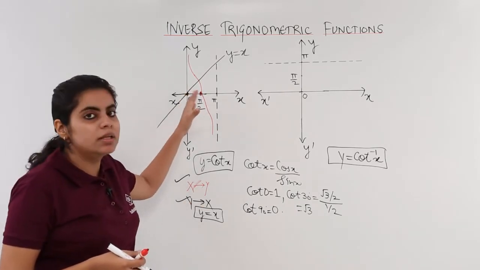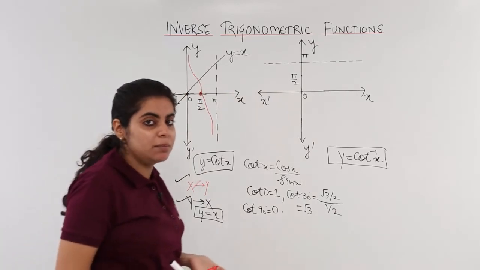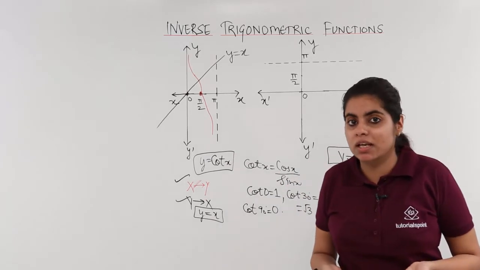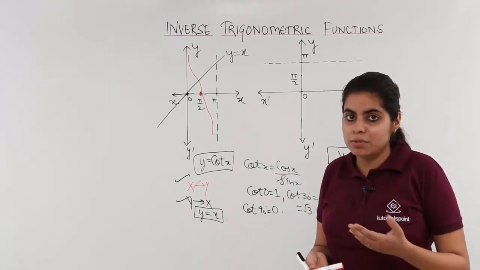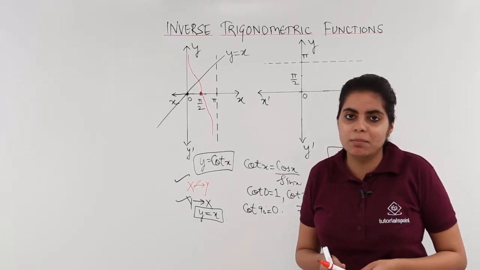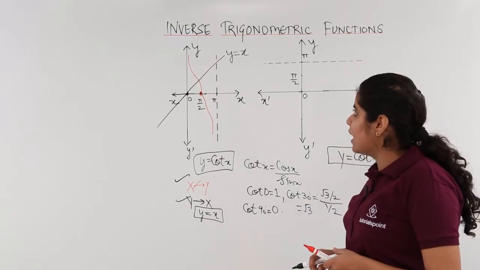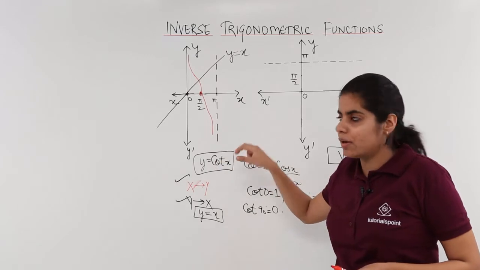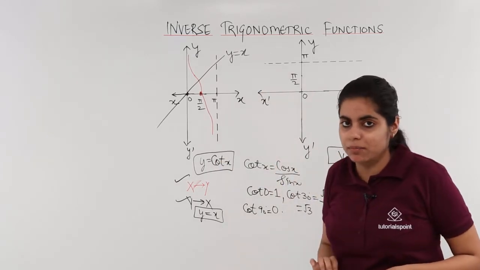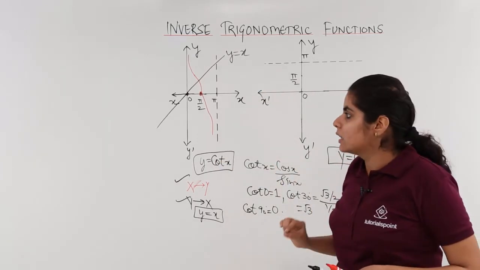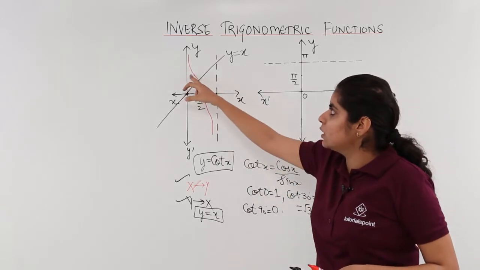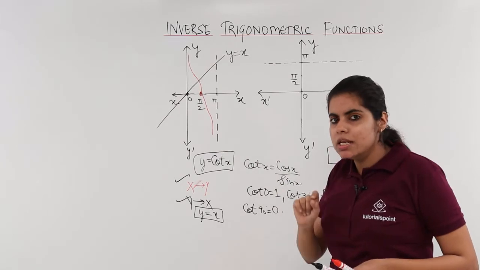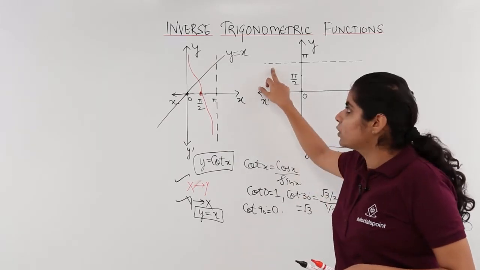Mirror image means whatever is on the left side becomes on the right side. Whatever is on the right side becomes on the left side. Whatever is above becomes below. Whatever is below becomes above. Let's see. I have the dotted line, the asymptote, vertical. Now the graph has the asymptote as horizontal. The second thing: the graph was actually towards the y-axis above. Now it will be towards the asymptote here.